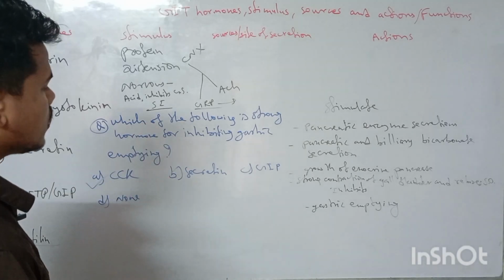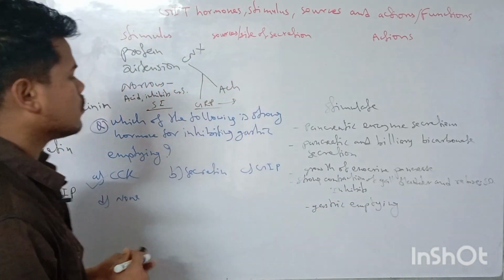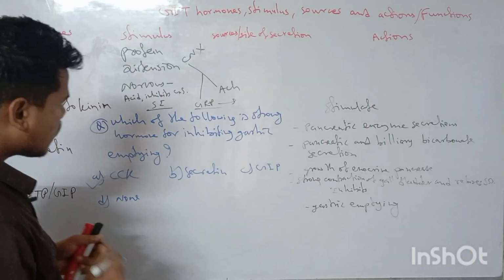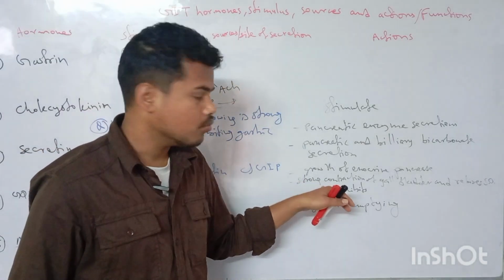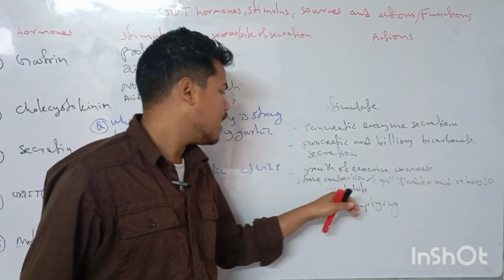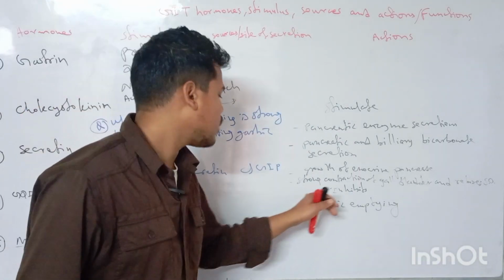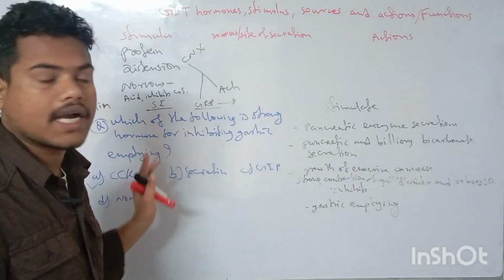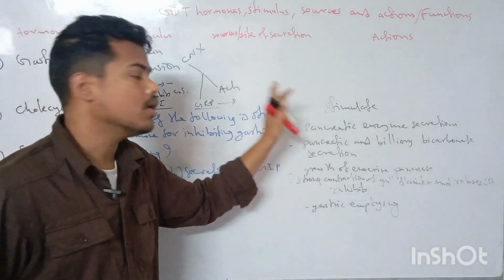So this is your important MCQ question. And again, from the important MCQ questions, it will also be asked which is the strongest stimulus or hormone that causes the strongest contraction of the gallbladder and relaxes the sphincter of Oddi. Then your answer should be cholecystokinin, and all functions are equally important.